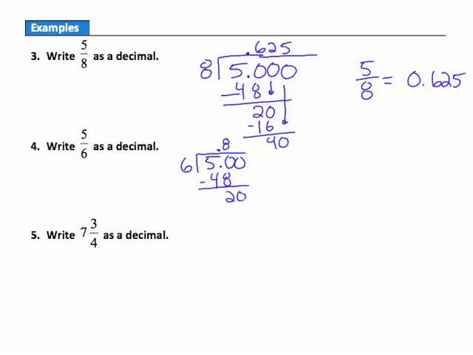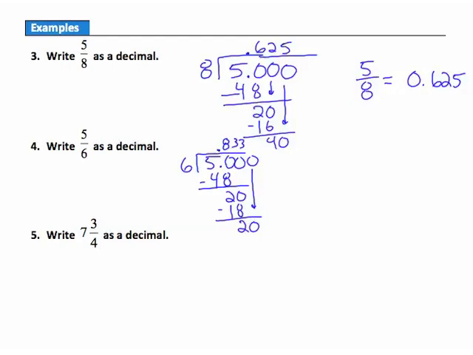Subtract, we get 2. Bring down the 0. 6 goes into 20 3 times. 3 times 6 is 18. And we're going to get 2 again. We'll add another 0. Bring that down. And now you'll notice that we are dividing 6 right back into 20 again, which is going to go 3 times. And so you see this pattern is going to continue where this 3 is going to keep repeating.